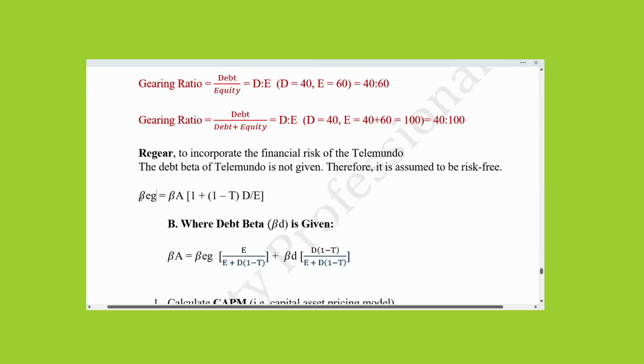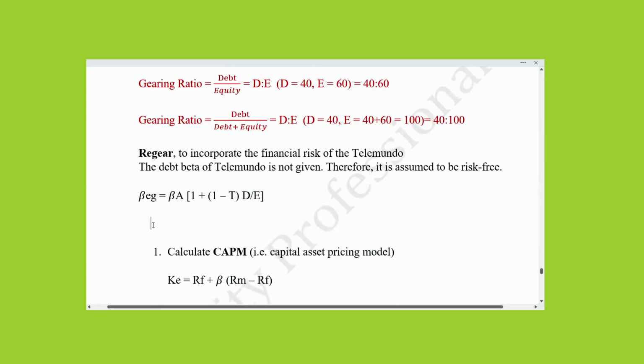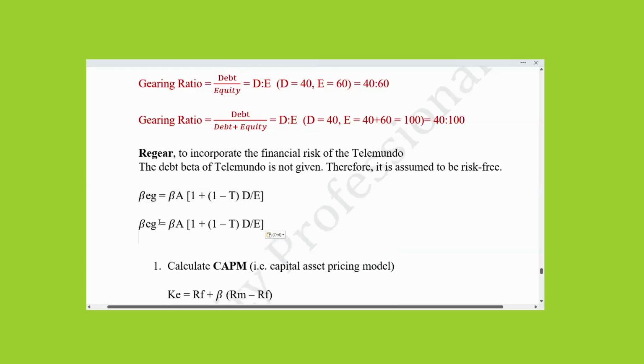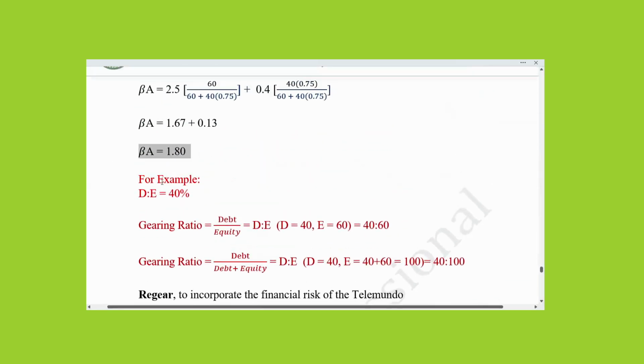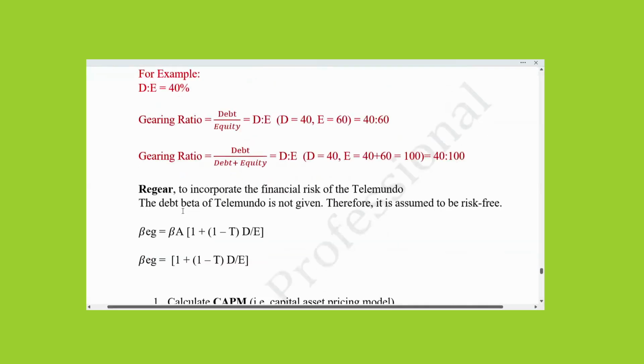So to regear, beta equity of a geared company is calculated as beta asset multiplied by 1 plus (1 minus tax) multiplied by debt equity proportion of Telemundo. Let me just copy the formula. But if you are given beta of Telemundo, you already know what to do. We have solved it when we were doing project specific. So the beta asset of a proxy company is 1.8. That's what we calculated, 1.8.